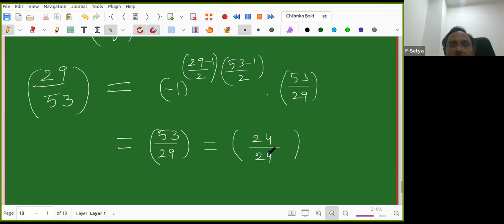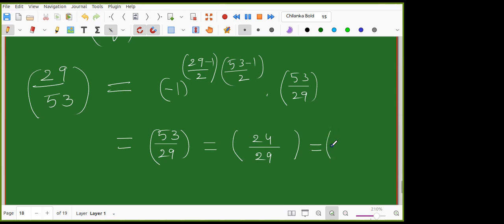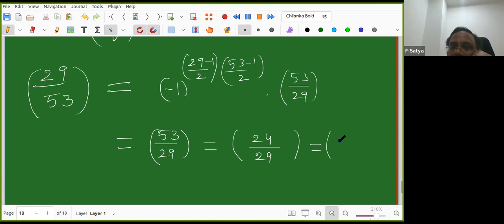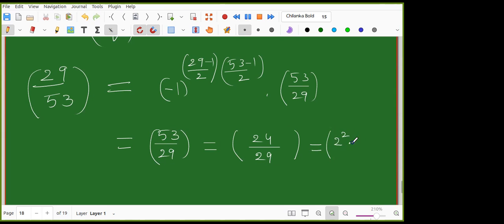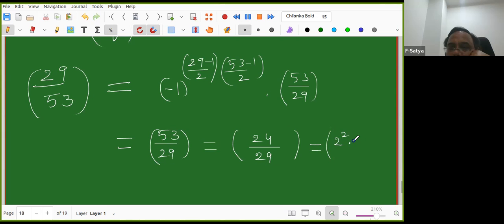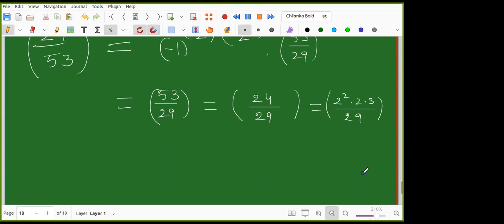Correct. But this you can simplify further. You can ignore the square. 6 by 29. One minute, you are correct. Actually, this is 2 square into 6: 24 is 8 into 3, but 8 into 3 means 2 square into 2 into 3, so 4 into 6. Correct. Very good. I think it is Venkata? Yes, sir. Very good.